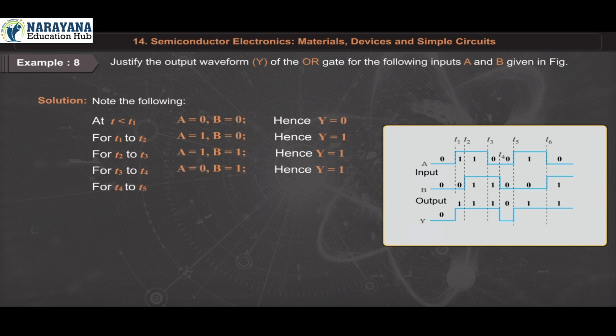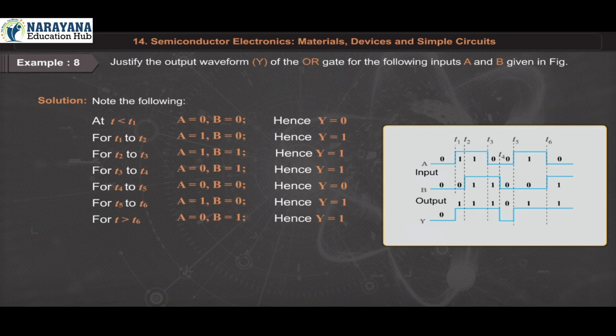For t3 to t4, A = 0, B = 1, hence Y = 1. For t4 to t5, A = 0, B = 0, hence Y = 0. For t5 to t6, A = 1, B = 0, hence Y = 1. For t > t6, A = 0, B = 1, hence Y = 1. Therefore, the waveform Y will be as shown in the figure.